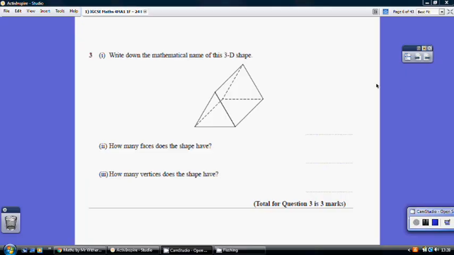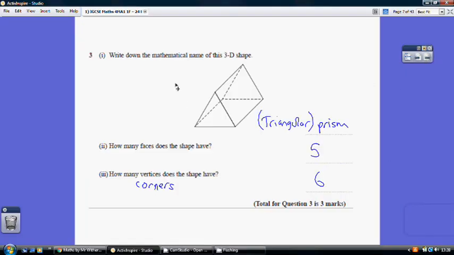Question 3. So write down the mathematical name of this 3D shape. Well, this is a prism. It's a prism because it has the same cross-section all the way through. If you were to take slices of this, you keep on getting this triangle. So prism is the answer. Triangular prism would be an even better answer, but prism would have given you the mark.